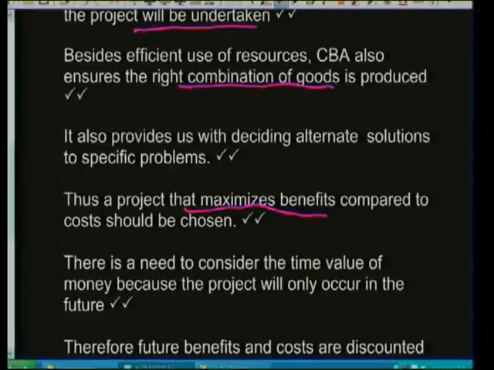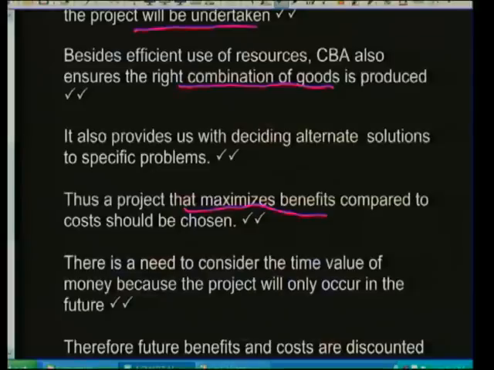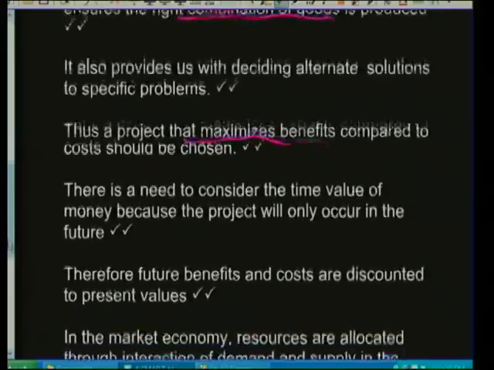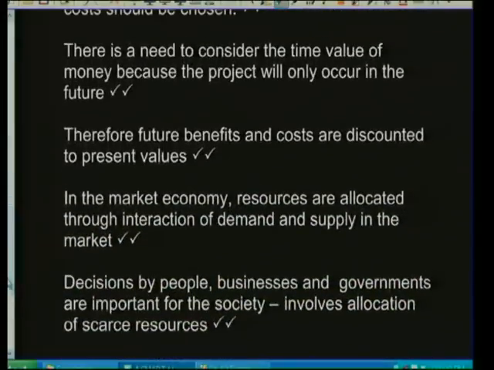There's a need to consider the time value of money because the project will only occur in the future. So now you have to determine if this is going to be the best investment for your money, because you will actually only see your profits in the future, as the project will only take place at a later stage. Therefore, future benefits and costs are discounted to present value. So you have to look at the value of the project at the moment, and you have to try and predict what the value of the project is going to be at a future date, because you have to take things like inflation into account.